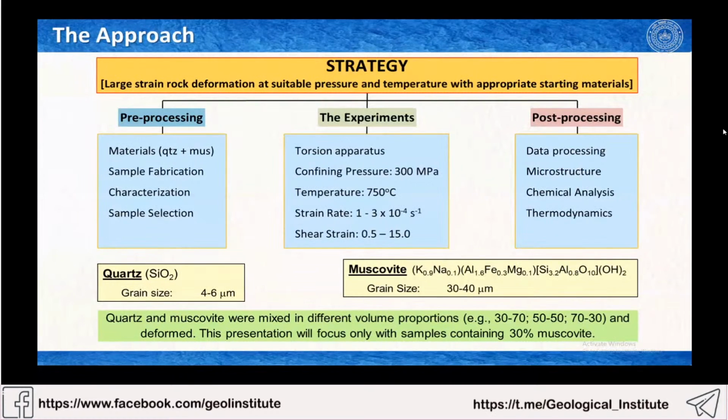After we performed these experiments, we post-processed the data. So we worked on the mechanical data, we checked the microstructure, we did some chemical analysis, and we also performed some thermodynamics. I did not do that, but some of my collaborators did. And I'll explain one after another how all these things work. We performed several experiments, but here I'll only show the 30% quartz and 70% muscovite experiment.